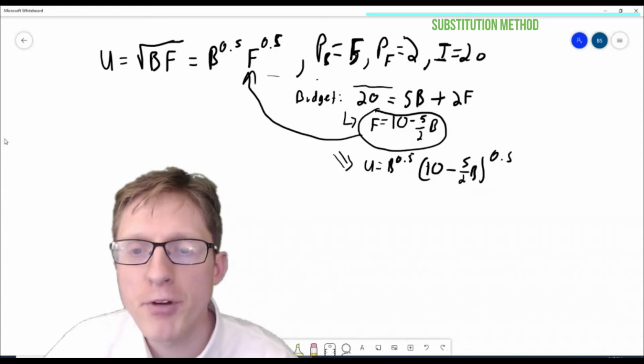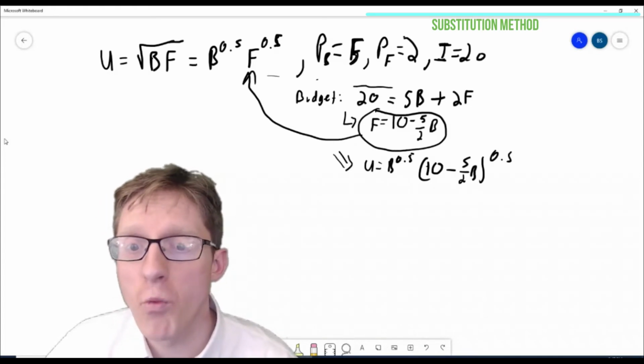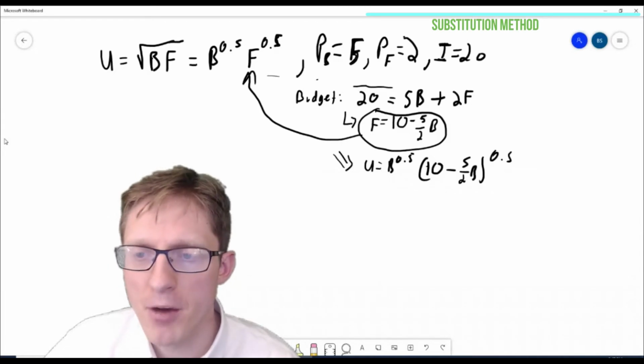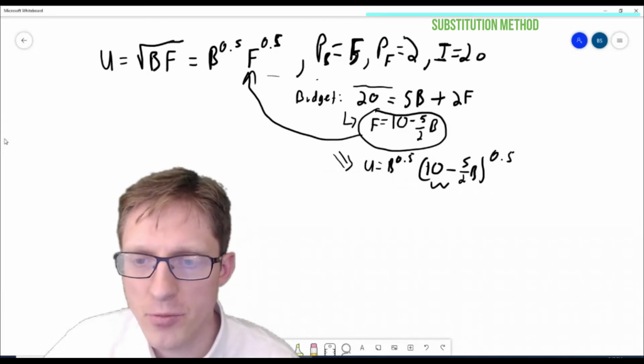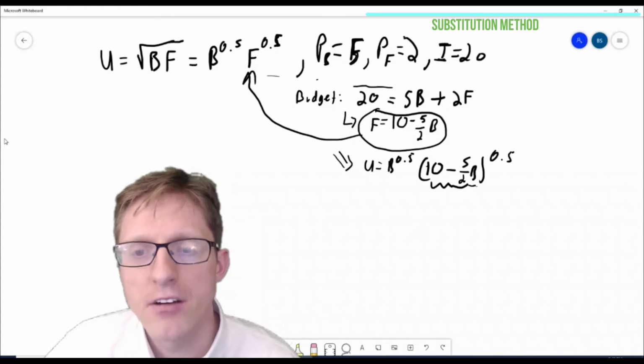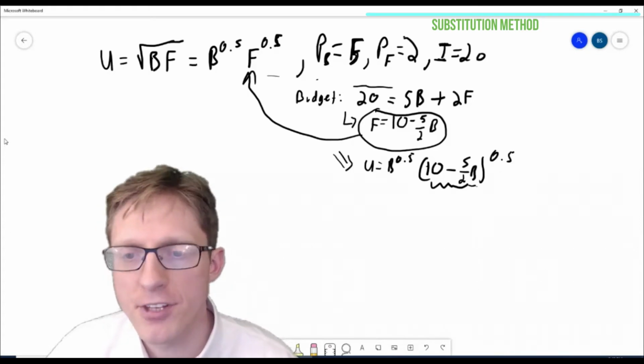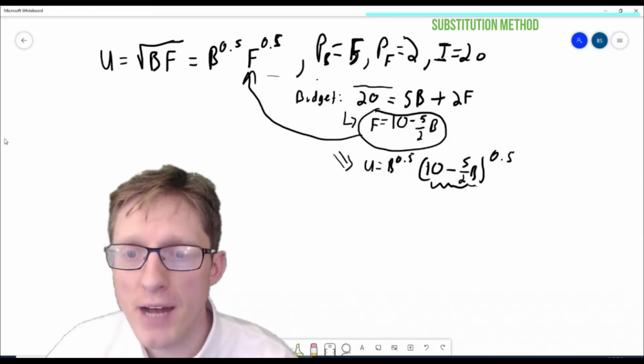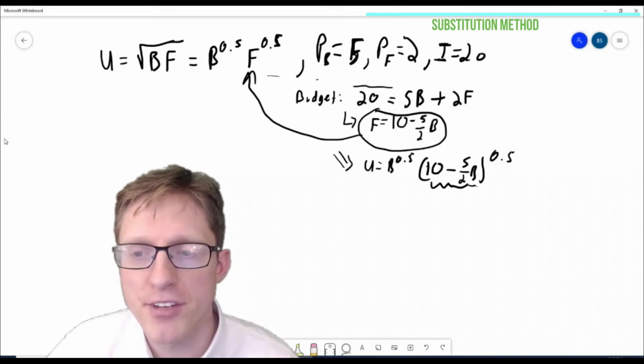Okay, so now we've rewritten this utility function in terms of one variable, b. It captures how much of good f they're consuming. That's captured right here. But we've simplified it in that there's only one variable in this problem, so we can use single variable optimization methods.